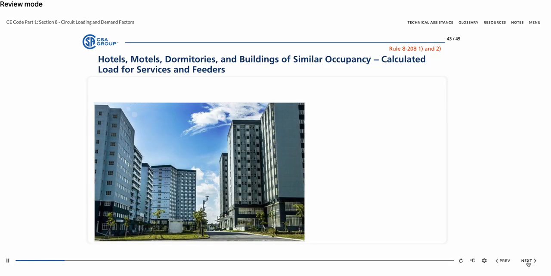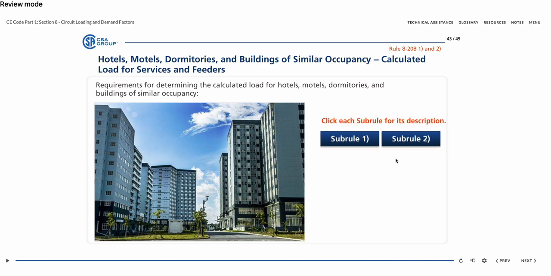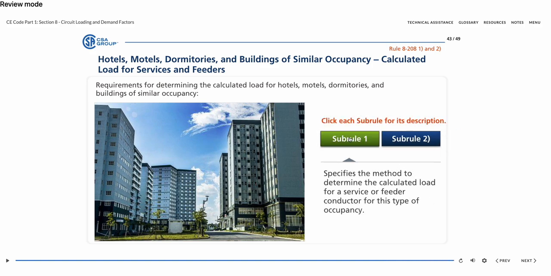Hotels, motels, dormitories, and buildings of similar occupancy are provided for in Rule 8-208(1). This rule provides requirements for determining the calculated load for a service or feeder conductor supplying a hotel, motel, dormitory, or building of similar occupancy. Subrule 1 specifies the method to determine the calculated load for a service or feeder conductor for this type of occupancy. Subrule 2 lists the demand factors that are to be applied to the loads calculated in Subrule 1.